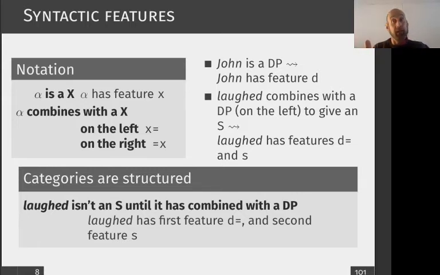Now back to the right of the box, laughed combines with a DP on its left to give a sentence, an S. Right? So laughed has features D equals, that's one feature, and S. D equals means I want something on my left. And moreover, the thing I want on my left has to have the feature D. Okay. So back in the notation box, if something combines with an X on the left, we say it has the feature X equals. If something combines with an X on the right, we say it has the feature equals X.